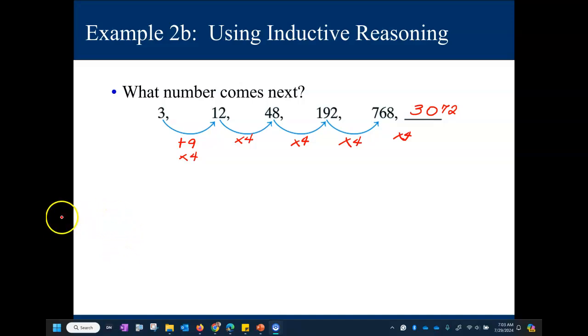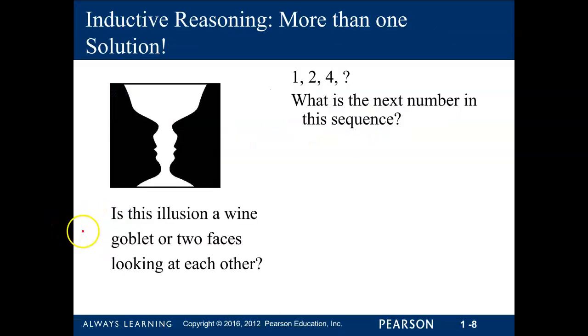So now let's take a look at this next one. Okay? So as you can see, we have here a picture, an optical illusion. So it depends on how you are looking at it. You could either be seeing a goblet, so the goblet is the white area, and then it could be two faces looking at each other.